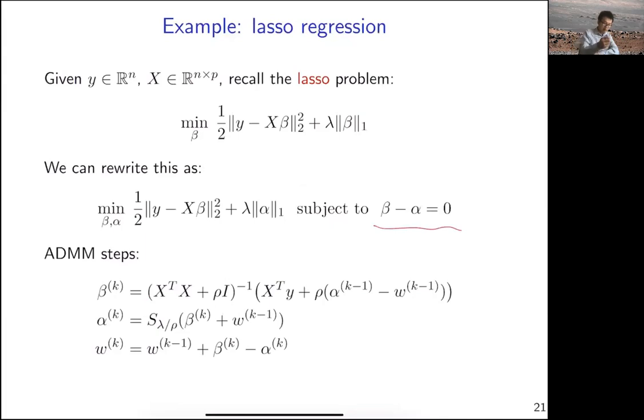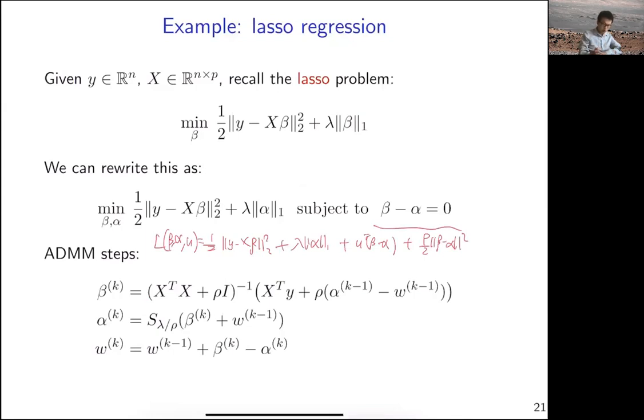Okay, and then the ADMM step. So let's try deriving it. We'll have the Lagrangian equal to x theta plus lambda alpha 1, plus the u transpose (theta minus alpha) plus half rho times (beta minus alpha) squared, right? So this is the augmented Lagrangian depending on beta, alpha, and rho, and the dual variable u.